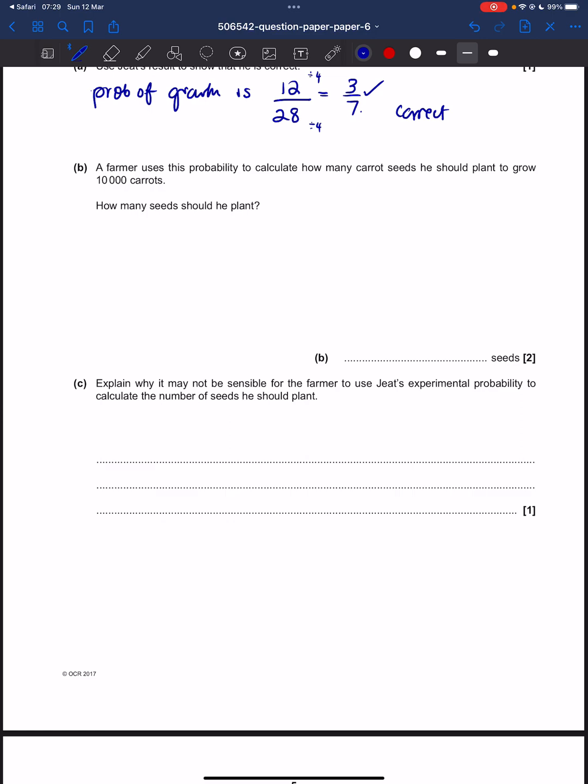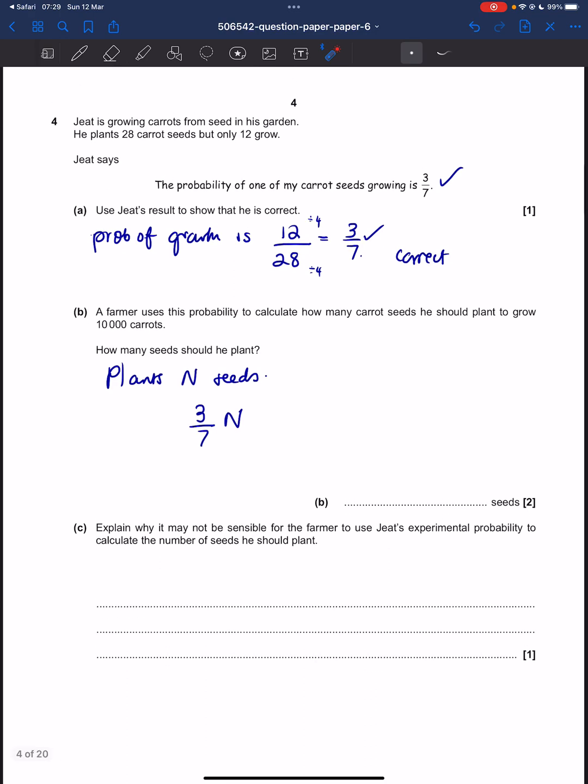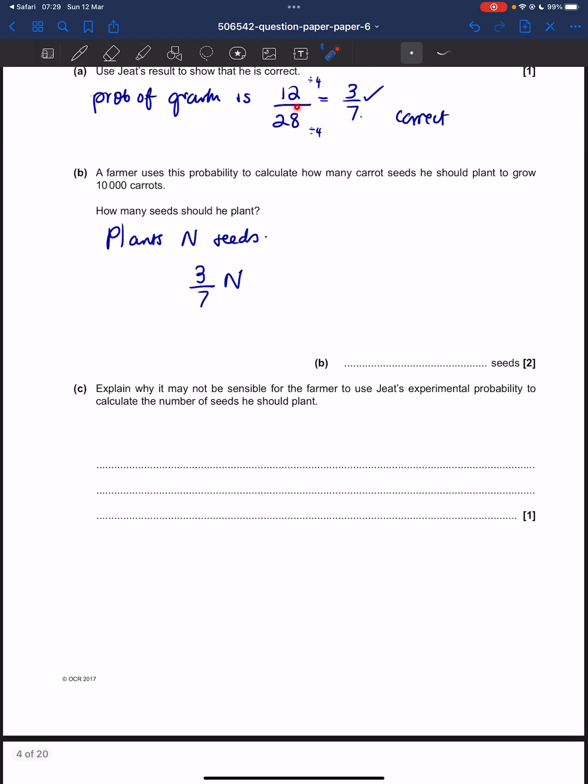A farmer uses this probability to calculate how many carrot seeds he should plant to grow 10,000 carrots. Okay, so if he wants 10,000, we can say, if he plants n seeds, 3/7 of n will germinate, because 3 out of 7 is going to germinate. So he planted 28 and he only got 12. 3/7 of 28 is 12. And that has to equal 10,000.